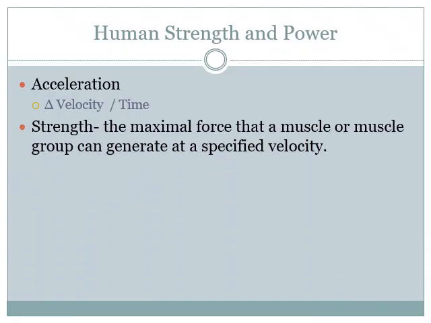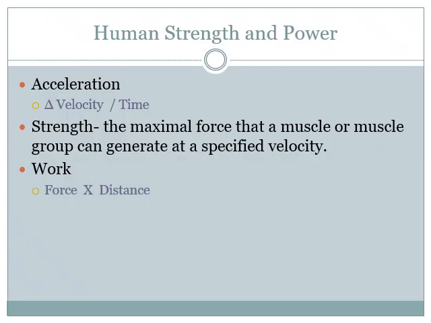We look at the idea of strength. Again, we're going to talk about strength and we're going to talk about power. Strength is the maximal force that a muscle or muscle group can generate at a specified velocity. So strength typically looks at the amount of force that a muscle is going to generate. And that's a key point when we're looking at the difference between strength and power, because we're going to talk about work first, then we're going to talk about power.